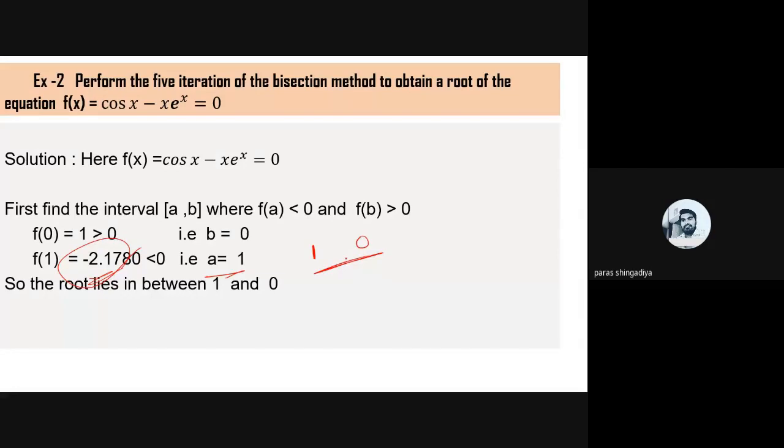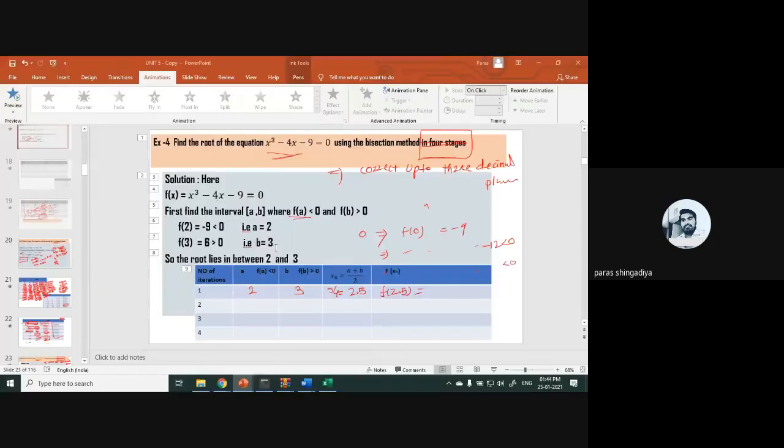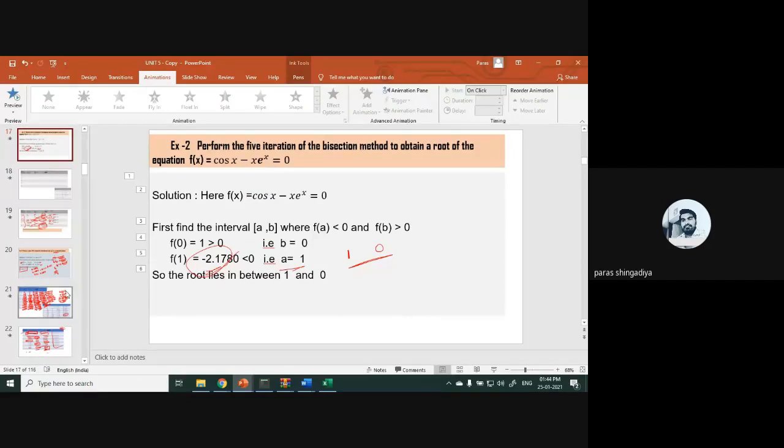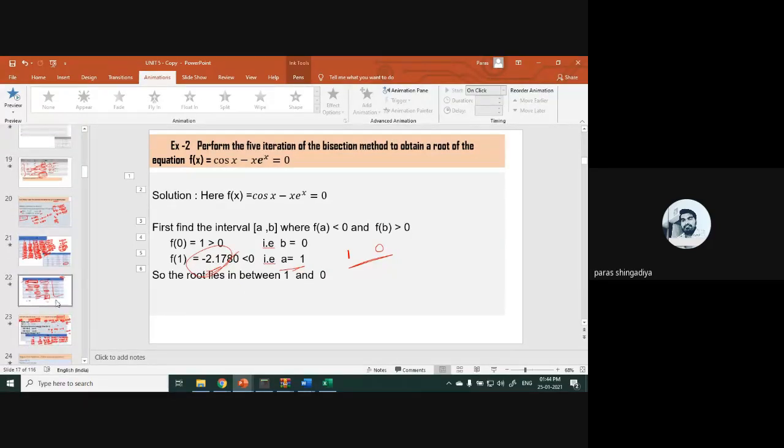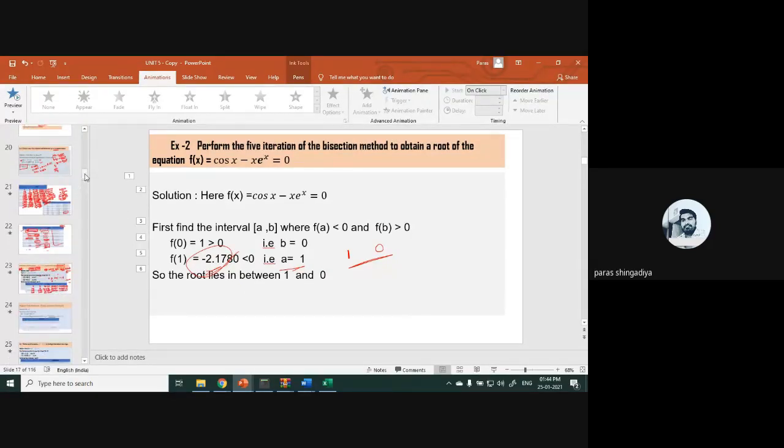So it is not necessary that a is always greater than or less than b. You can consider any one because it's trigonometry. So sometimes it will happen that one value, a, is a bigger value in comparison to b. That is okay. You can go with this value.